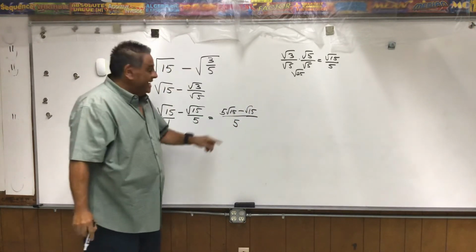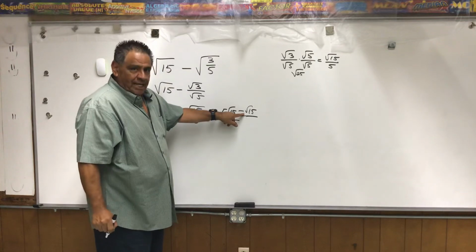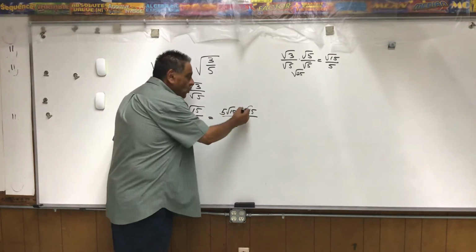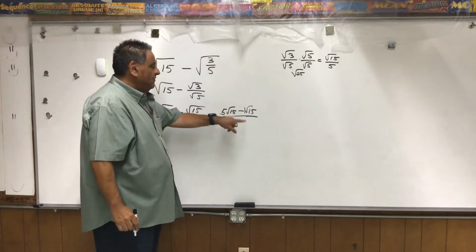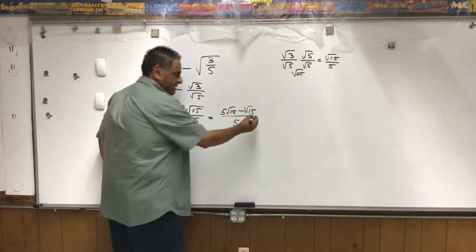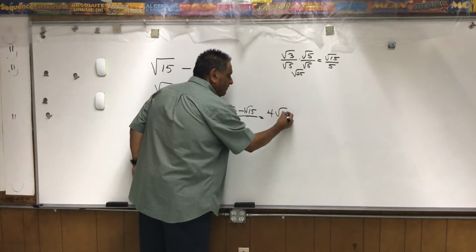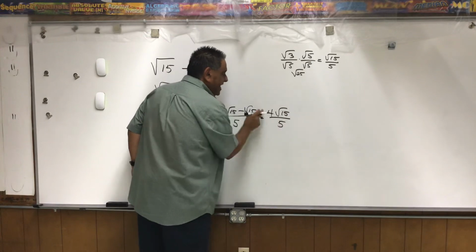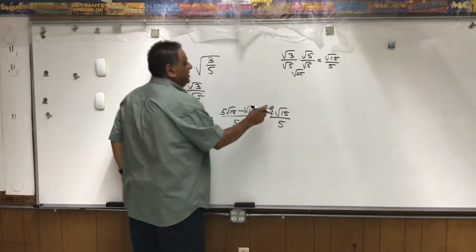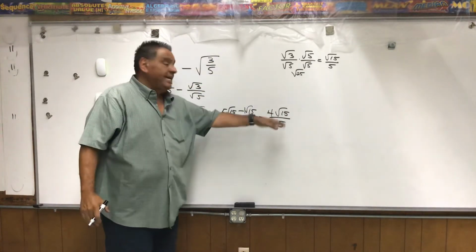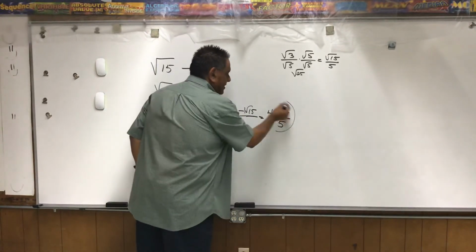Now remember, class, what number is understood in front of this radical? There's a 1. So what's 5 radical 15 minus 1 radical 15? 4 radical 15 over 5. If this was a 10 or a 15 or a 20, I could simplify. But since it isn't, that's it.